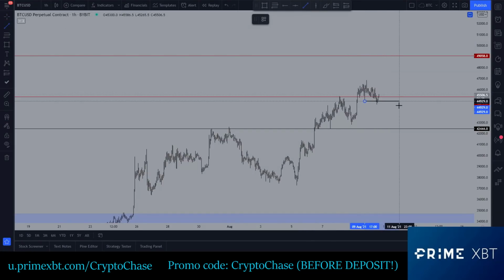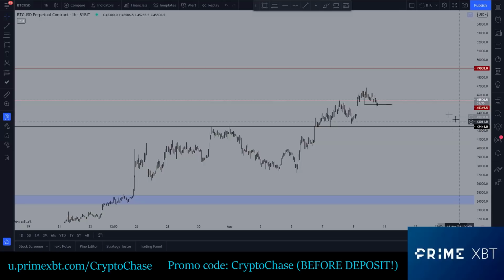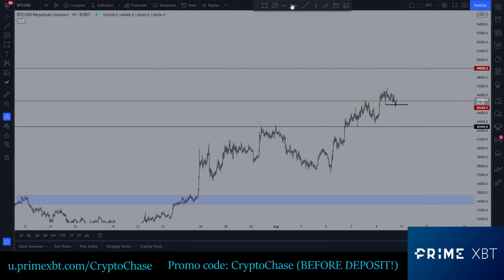So we'll keep an eye on that, right? But ultimately, I think if we consolidate in here and, let's say we flip this area up here, you sort of have like a range forming in here, right? If you flip this to support and we do start moving up in a more bullish fashion, say we reject, we flip, maybe you try a long off that, but I don't know.